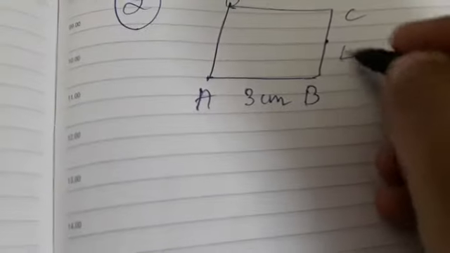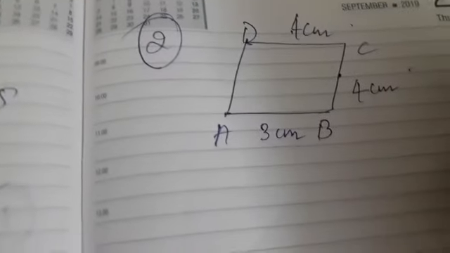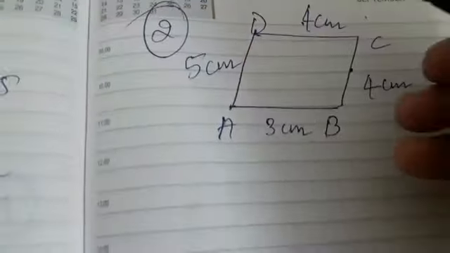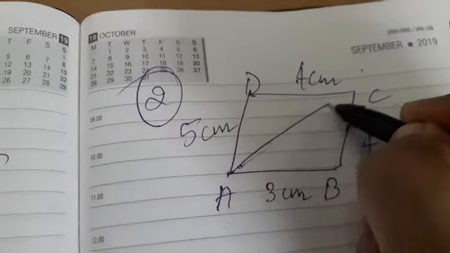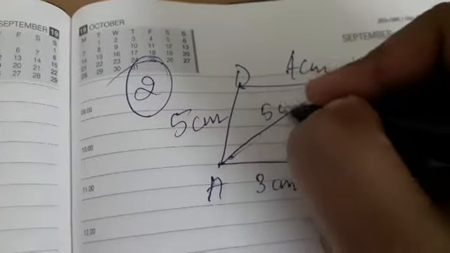BC is 4. Yes. CD is 4. Then DA is 5. And AC is also given, so let us join AC, which is also 5 centimeter.